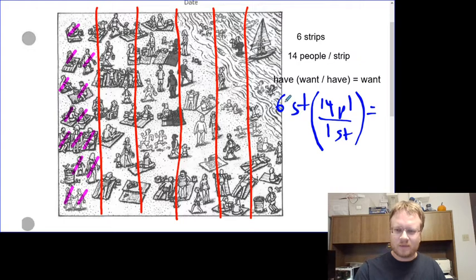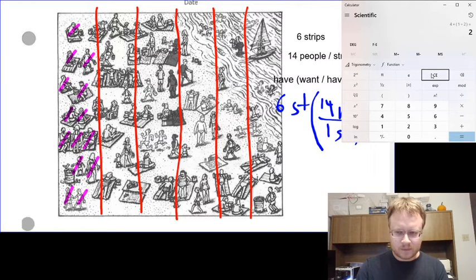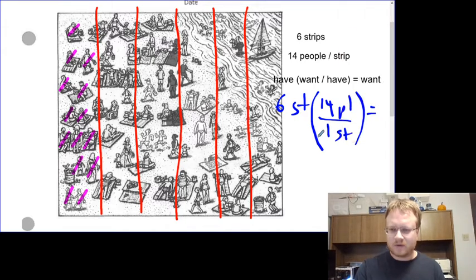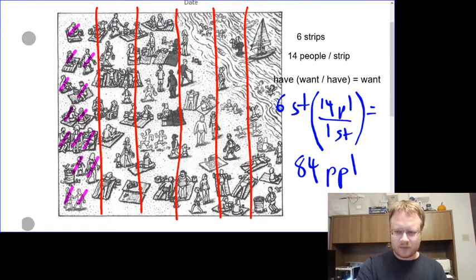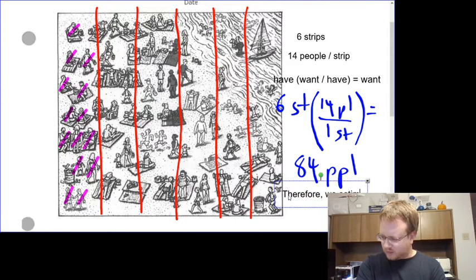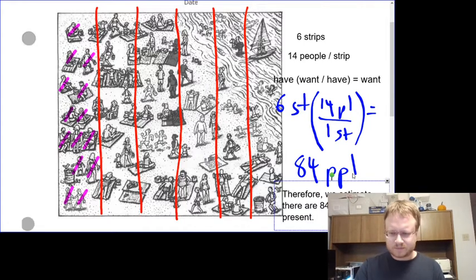So let's go ahead and do our math. 6 times 14, so I'm going to switch to my calculator. 6 times 14 gives me 84. Divided by 1 is still 84. So that's going to give us 84 people. And we can type that out a little neater just to have our concluding statement. Therefore, we estimate there are 84 people present.